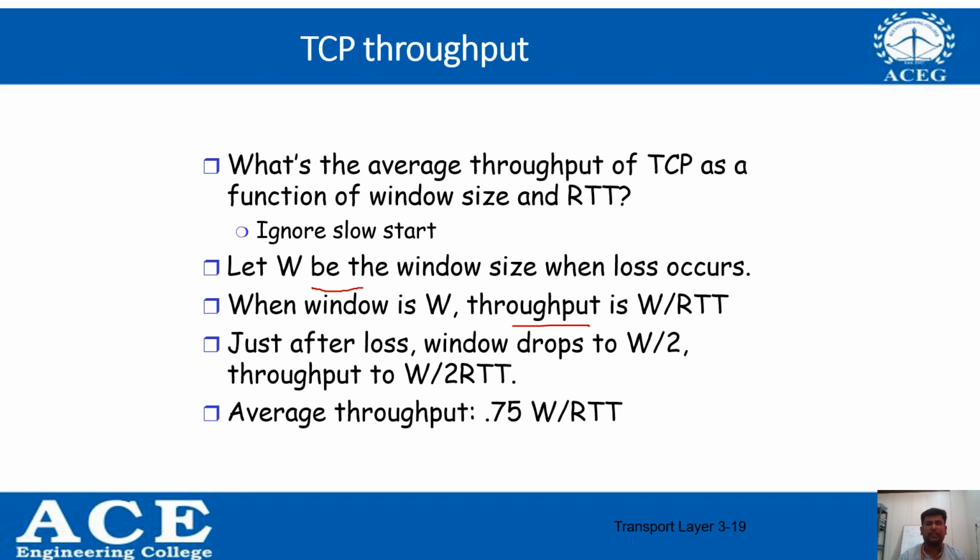But immediately whenever there is a loss, the window size will be dropped from W to W by 2. In that case, the throughput is also reduced to W by 2 RTT. So if you take the average of these two, the average throughput will be 0.75 W by RTT.